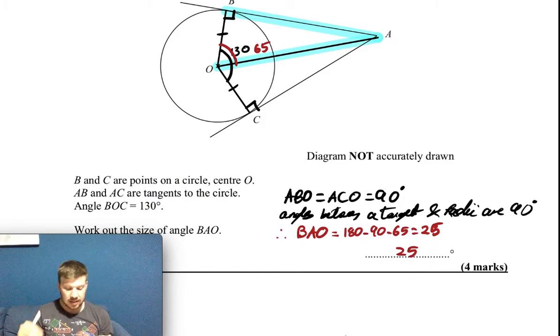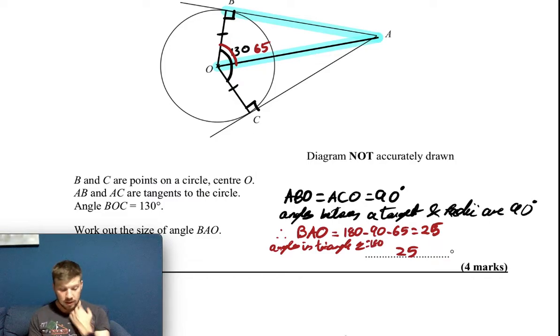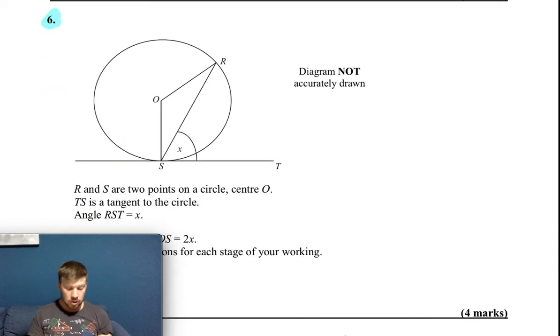25, and that's because angles in a triangle add up to 180. So make sure I write that in. Angles in a triangle sum to 180. Okay, lovely. One more question I want to look through, but hopefully you can see my thought process as I'm going through this. Looking at question 6.